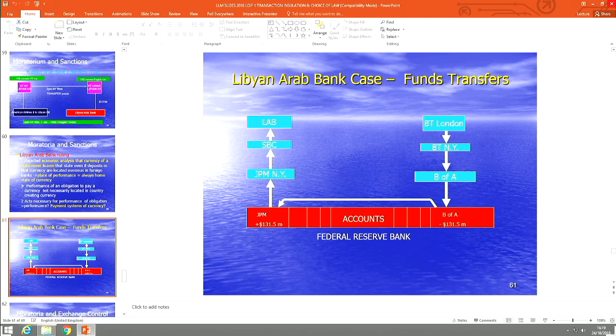So, the logic of the argument was that it's not simply the payment in London that matters. It is every act absolutely necessary to enable that payment to be made in London. And that includes transfers via the Federal Reserve Bank electronically through accounts held by banks within that Federal Reserve system.